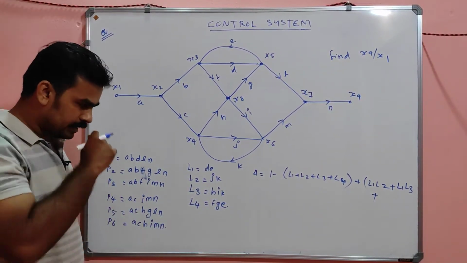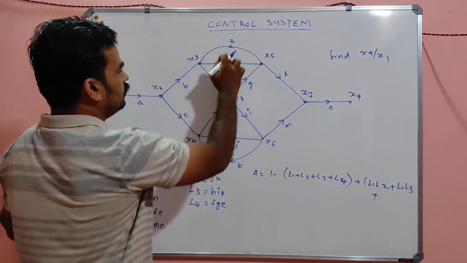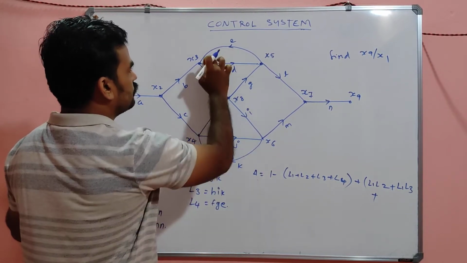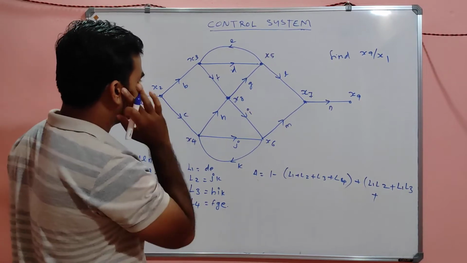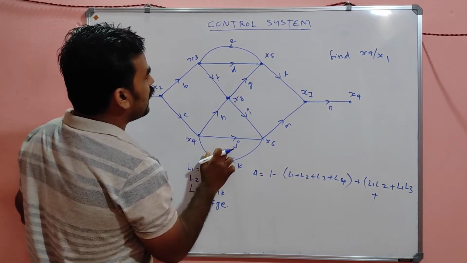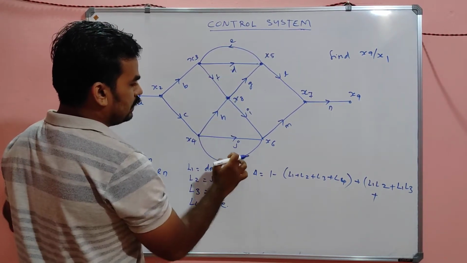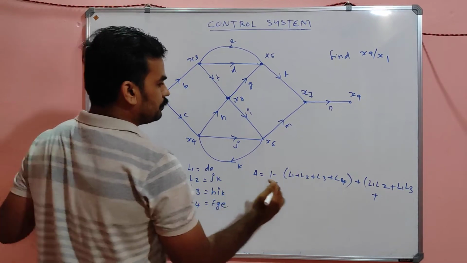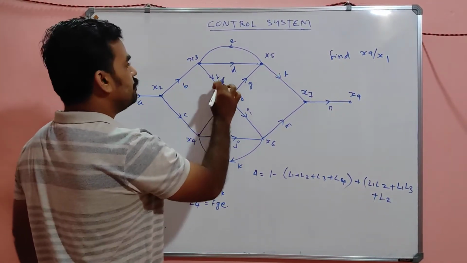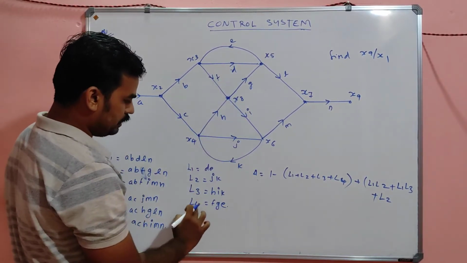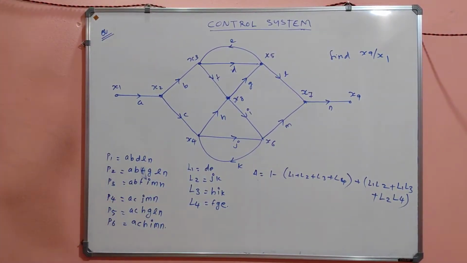Is there any other non-touching pair? Let's see, my dear. These and these are non-touching, of course. There is nothing common. And this and this bigger loop are also non-touching. Correct? That means JK, which is L2, and this bigger one, FGE, which is L4, are also non-touching. Is it clear?